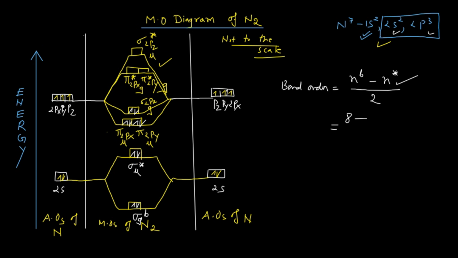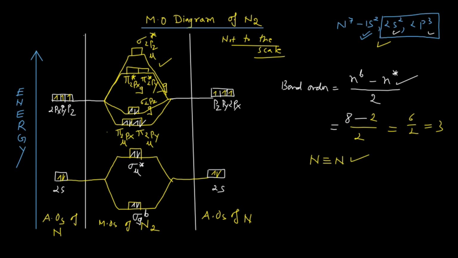So we'll write 2, divided by 2. This will give you 6 by 2, that is 3, which means nitrogen forms a triple bond with nitrogen. Right? I hope this is quite clear to you. There is no problem in that. Right? Very important. Very, very important.